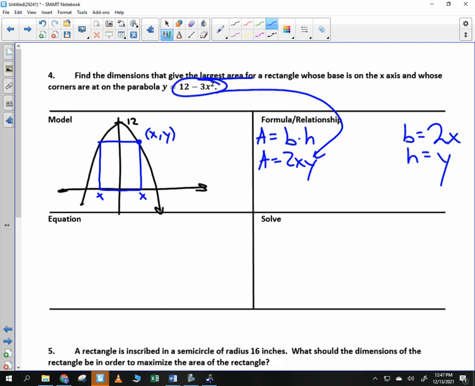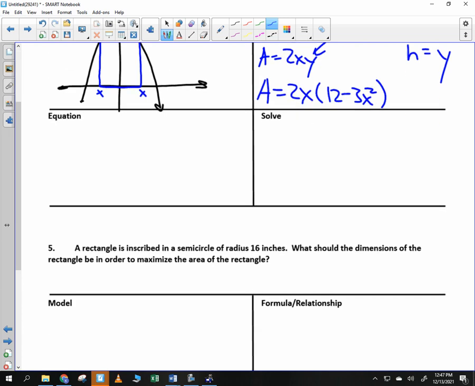I get you, Shelly. Area is equal to 2x times 12 minus 3x squared. There we have it. And so we have area is equal to 24x minus 6x cubed.